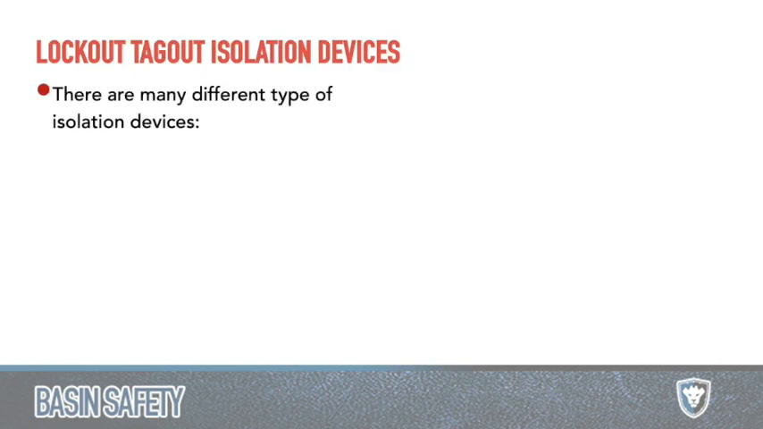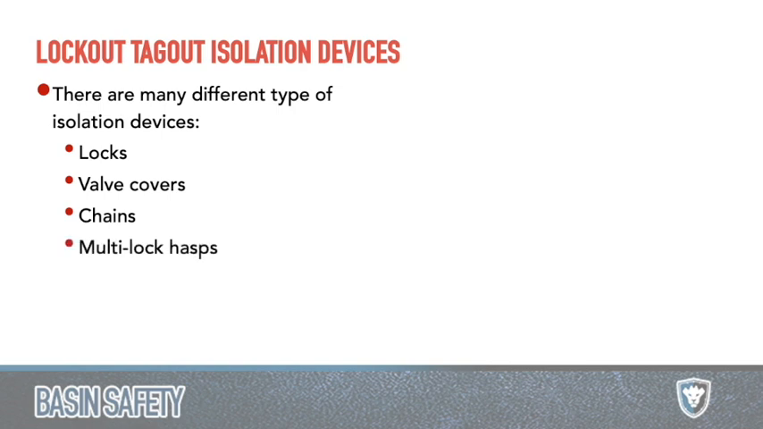Lots of different types. I mentioned multi-lock hasps earlier. That's where multiple people can lock it out. That's our first image there on the upper left corner. Valve covers, chains, multi-lock hasps, again, blocks, ball valve covers, piping blanks, and you can see some different examples here of a piping blank in the upper right-hand corner. Another multi-lock hasp, it's kind of a triangle multi-lock hasp for the ball valve there, and then a cord cover there on the bottom right.